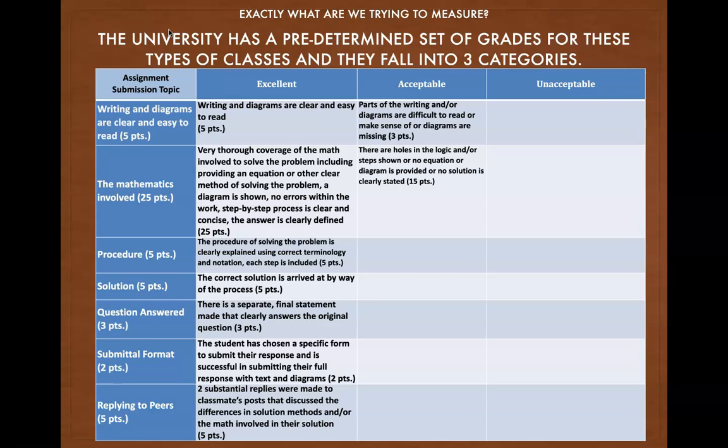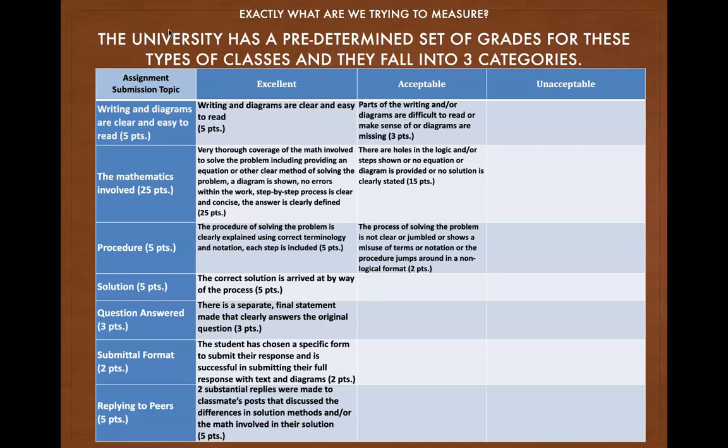And because of the way I set this up, with only my 3 categories, I have kind of a big room there with points. So the procedure, the process of solving a problem, is not clear, or it's jumbled, or it shows a misuse of terms or notation, or the procedure jumps around in a non-logical format. So again, there's multiple things that could be wrong in their demonstration here to reach this level. A solution is provided that's very close to correct.